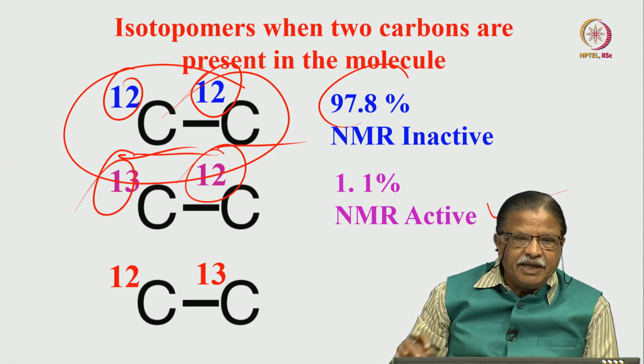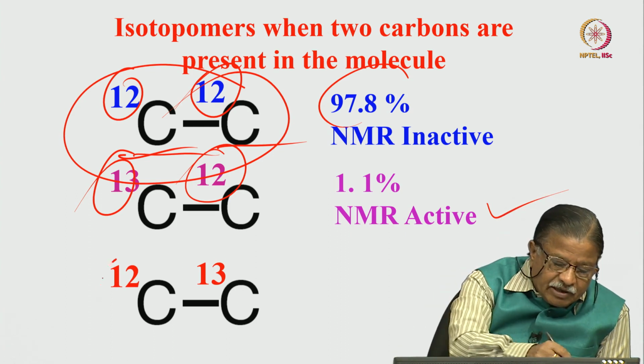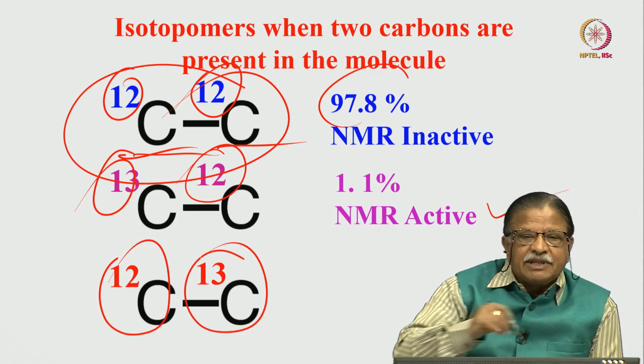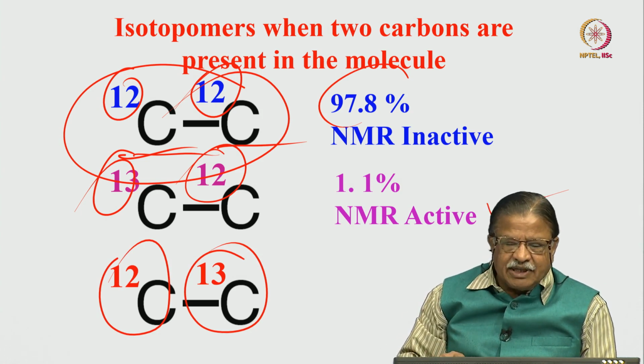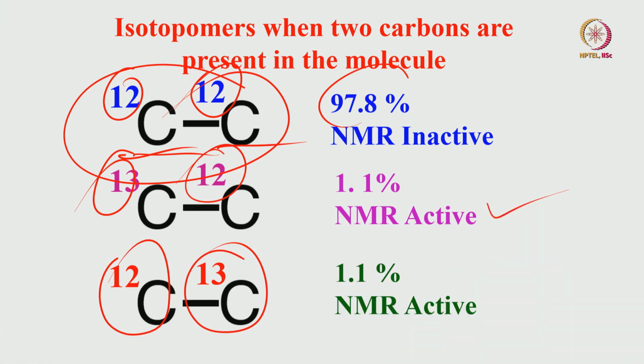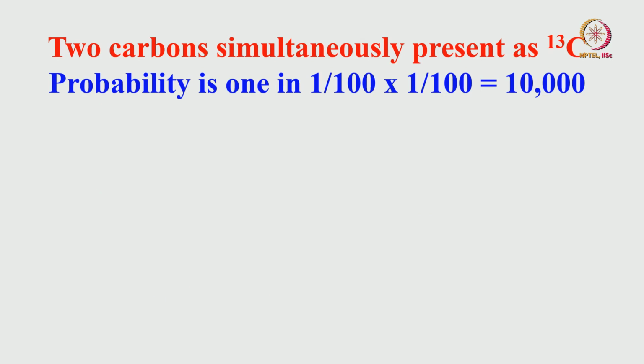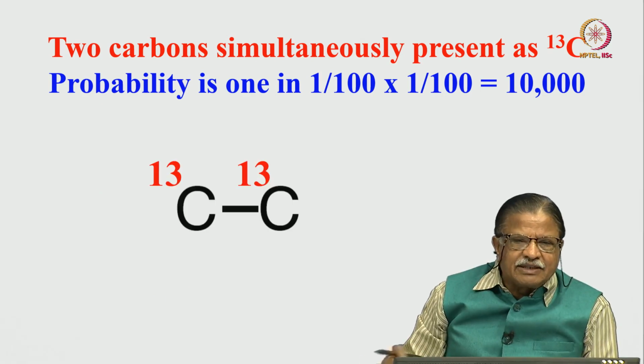Think of the other possibility. This is carbon-12 and this is carbon-13. What is the probability of seeing this? What is the abundance of this? Only 1.1% carbon-13 is abundant. This other carbon being carbon-12 is anyway 99%, so it is ruled out as a factor. So, it is 1.1%. This is also NMR active. What is the last possibility you can think of? Both the carbons are present as carbon-13.